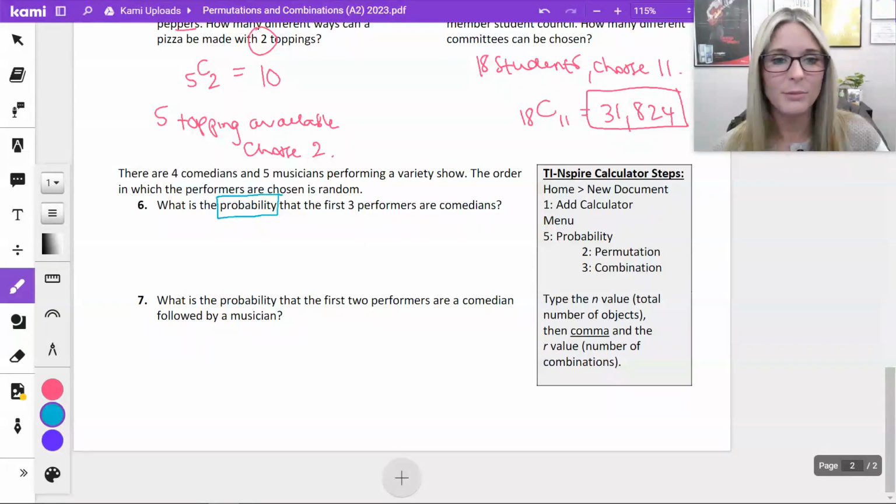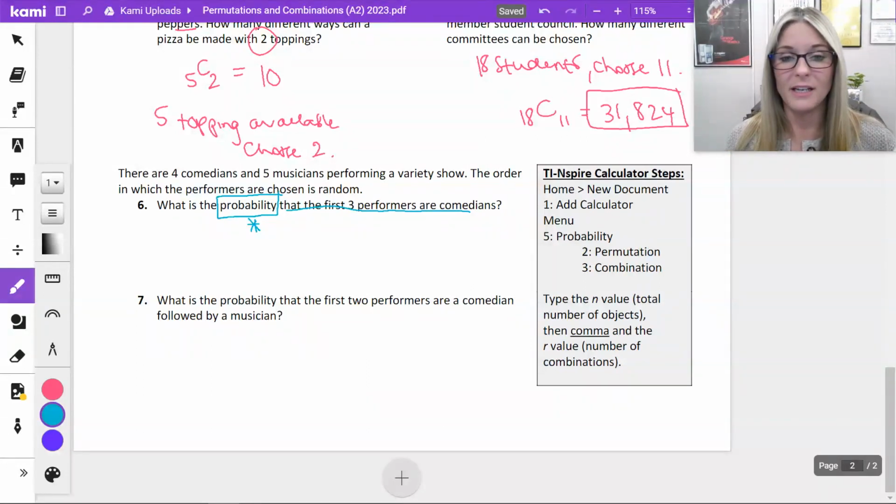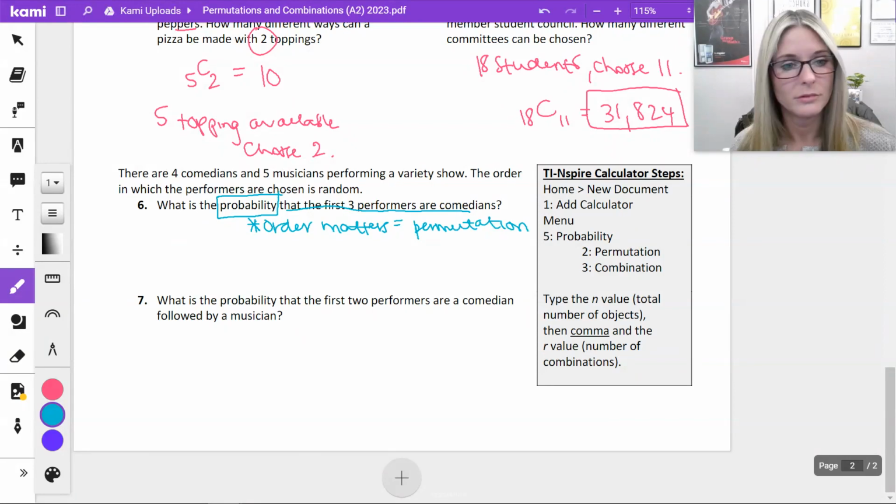So we are finding the probability of the first 3 performers. It would matter. The order does matter. I want the first 3 to be comedians. So order matters here, which means that it's a permutation. So recall back in probability, we did what we wanted out of our total. So we're going to look at comedians being first out of total possibilities.